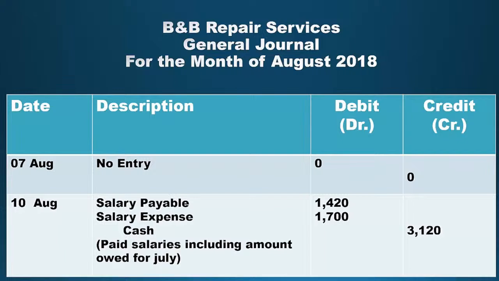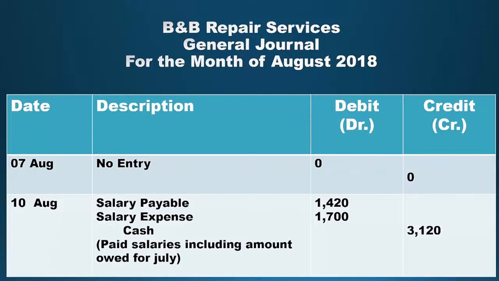Step 2. Which accounts are affected? None. This is not a financial transaction yet. Since no money or services have changed hands, no accounts are impacted. Step 3. How do we record it? There's no entry to record for this. The narrative for this entry is no entry. Signed a contract to provide future services.